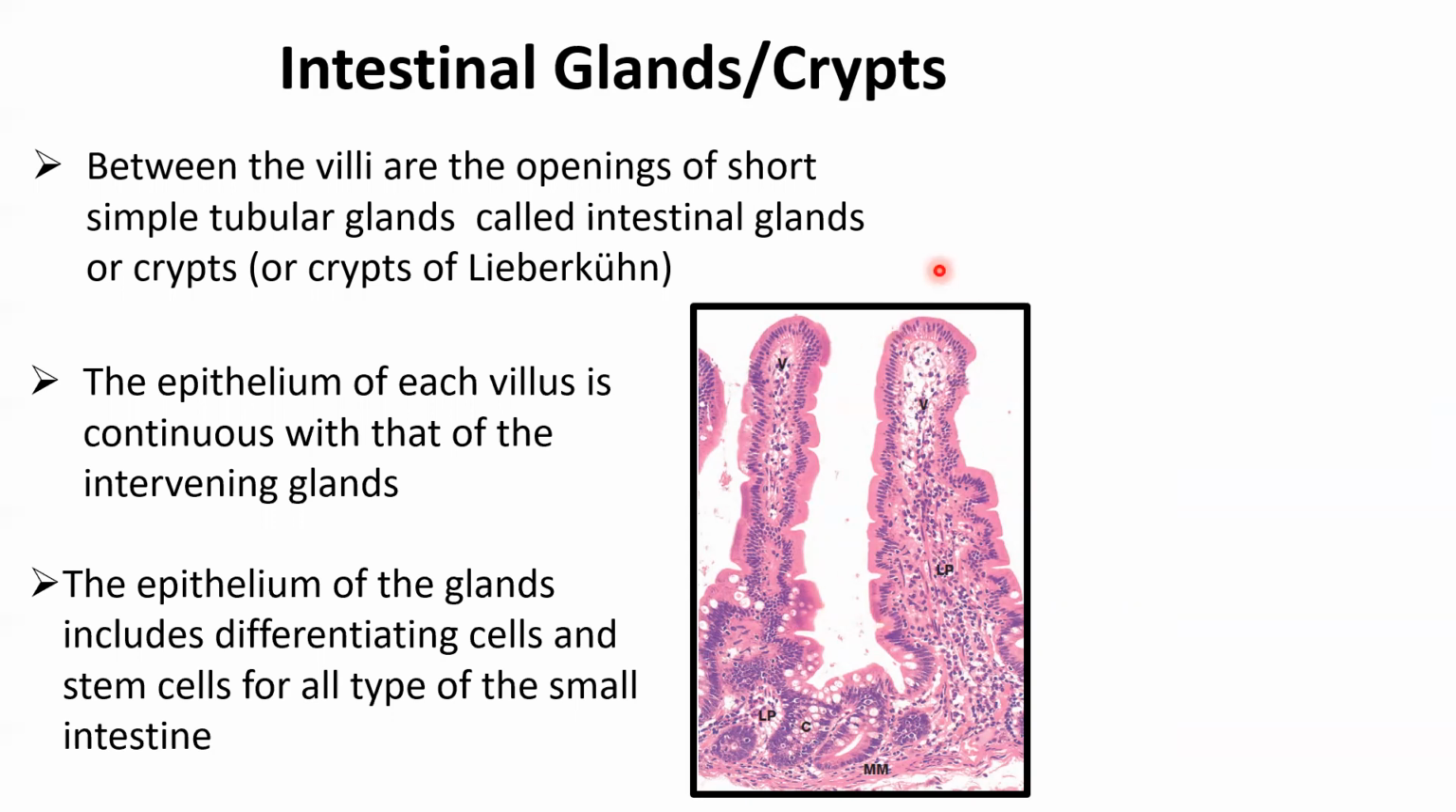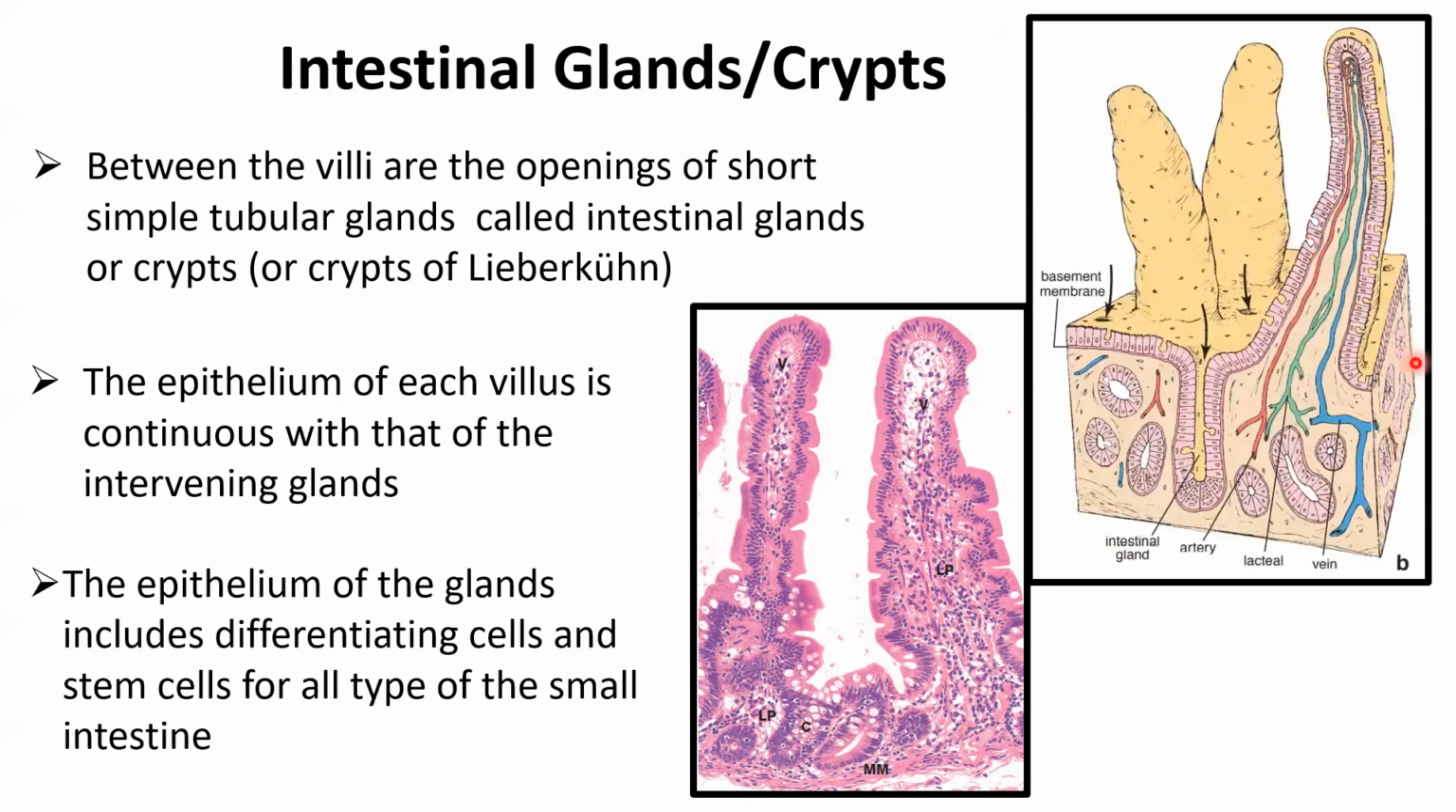So here it is, the villus, and then you can see there's a deep gland or crypt, the gland of Lieberkühn. So it doesn't end at the surface, no, it goes deeper, digs deeper. The epithelium of the glands includes differentiated cells and stem cells of the small intestine. We'll talk about the cellular details later. I think it's a nice illustration showing the villus and how they dig back in.